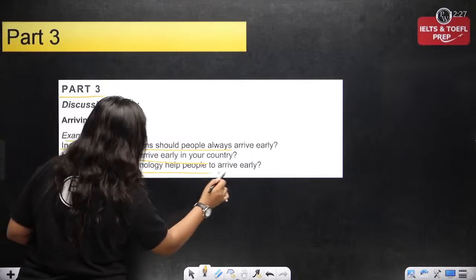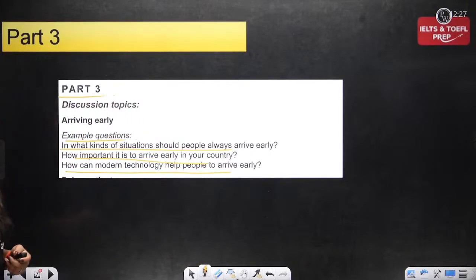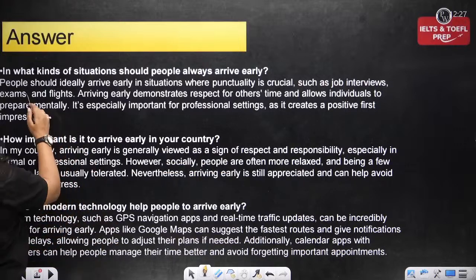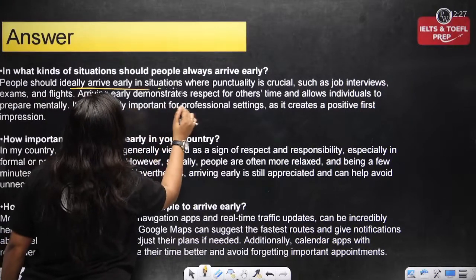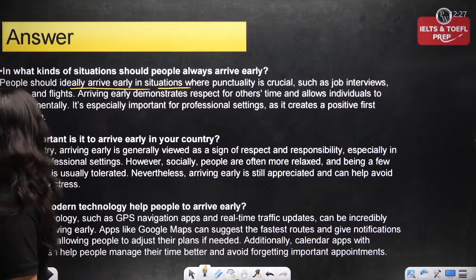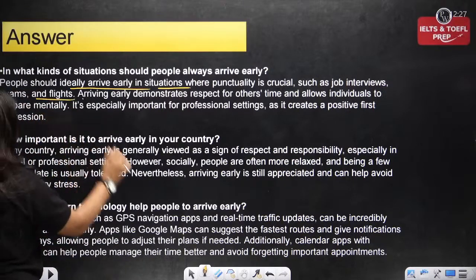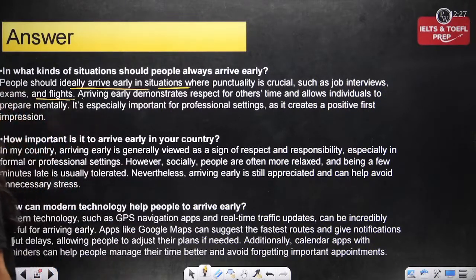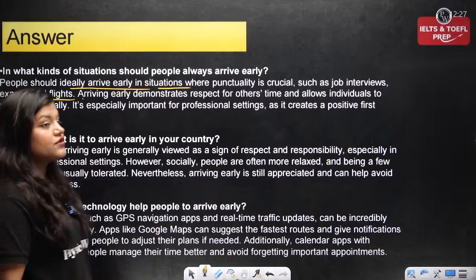How can modern technology help people to arrive early according to you? So people should ideally arrive early in situations where punctuality is crucial, such as job interviews, exams, and flights. Arriving early demonstrates respect for others' time and allows individuals to prepare mentally. It is especially important for professional settings as it creates a positive first impression.